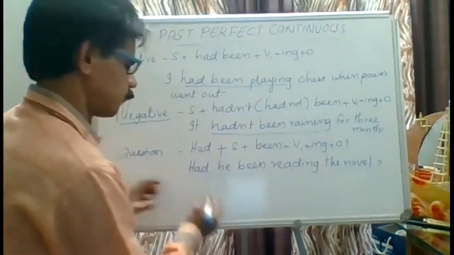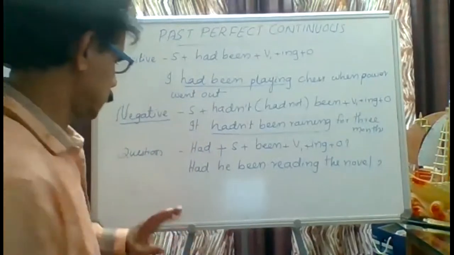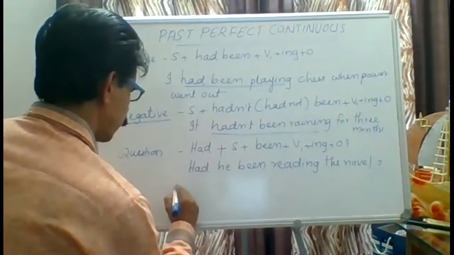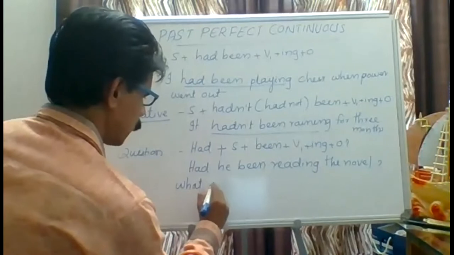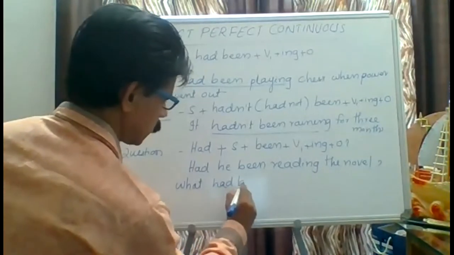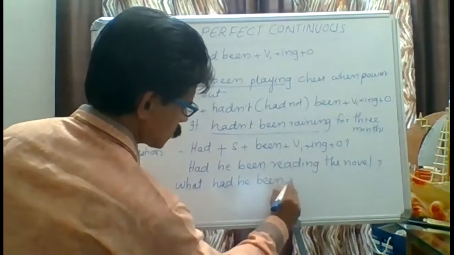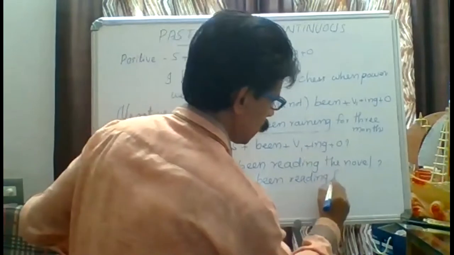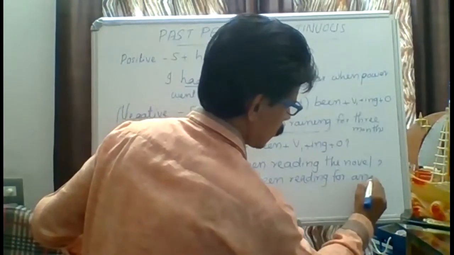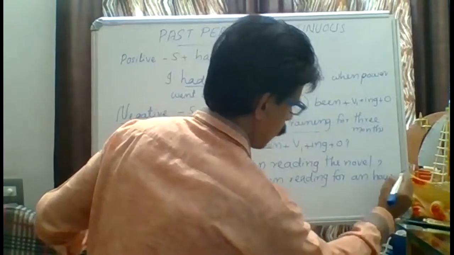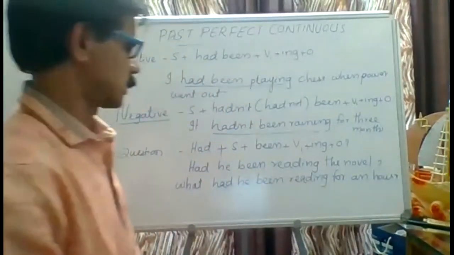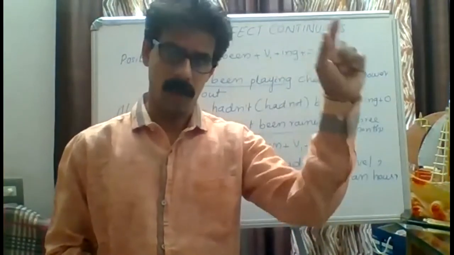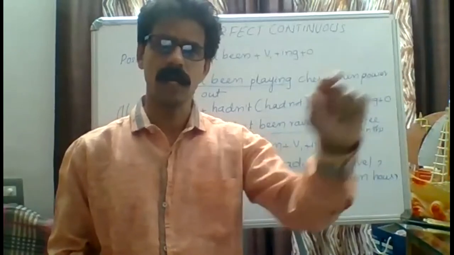If we want to frame the WH question, what is the method? What had he been reading? Just by adding "what" here, we get: what had he been reading? If you add a particular time here, for an hour: what had he been reading for an hour? It means from 1 hour onwards, not at present. A past time, 1 hour onwards, what had he been reading?